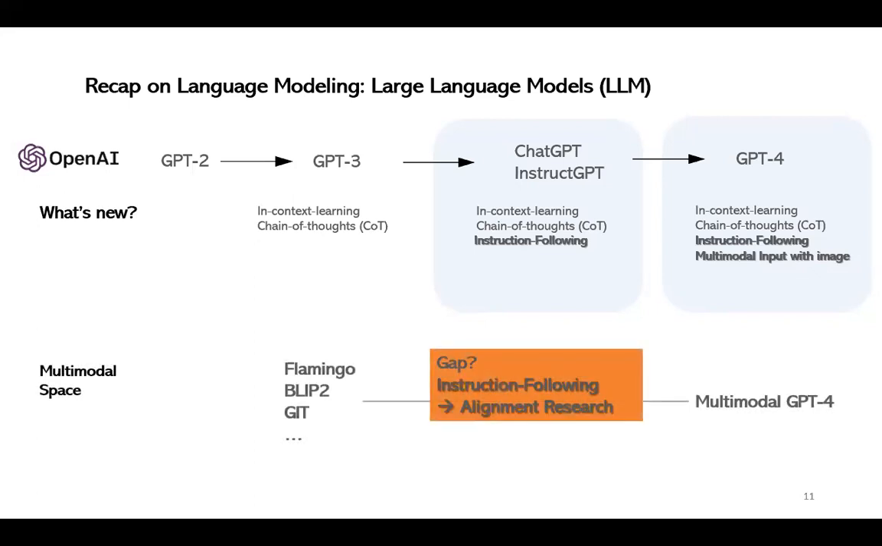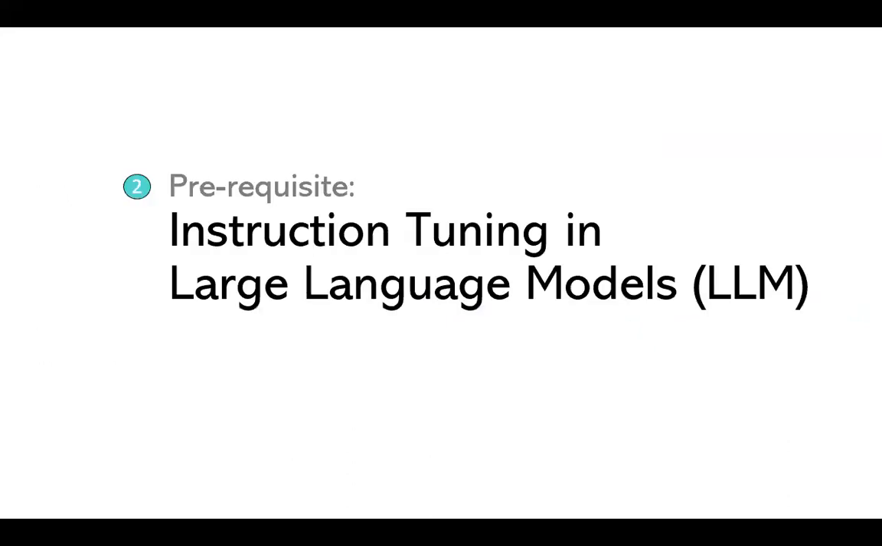In the multi-modal space, if we consider Flamingo as the GPT-3 moment, now we also have multi-modal GPT-4, and now there's a gap, right? What is the gap here, and how could we possibly fill it? To me, I think this is instruction following and how to do alignment research to fill this gap. We see that instruction tuning, or instruction following capability, is important, right? To explain it, I start with the language domain, because this is where the notion of instruction tuning was designed first.